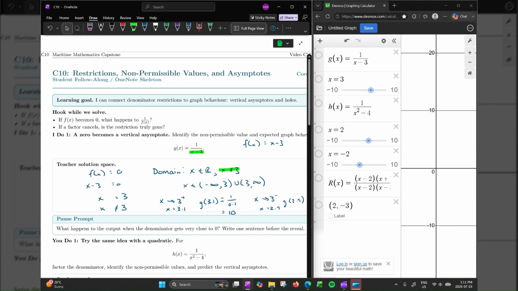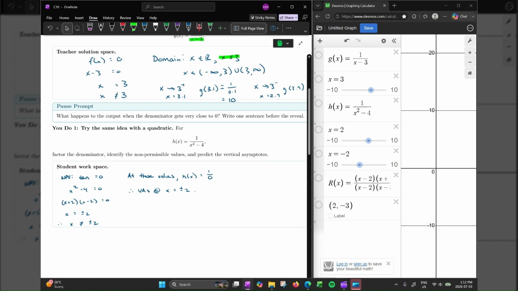I'm going to give you a quadratic. The question is h of x equals 1 over x squared minus 4. I'm going to get you to identify the non-permissible values and predict the vertical asymptotes. Again, ask yourself what's happening as your denominator gets really close to 0. So pause it, take a shot, and we'll pick it back up.